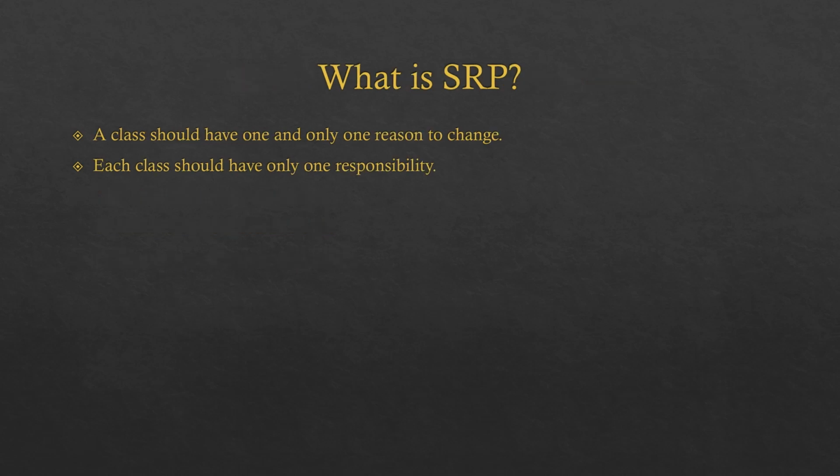Let's start with the Single Responsibility Principle, or SRP. This principle states that a class should have only one reason to change. In simpler terms, each class should be responsible for only one job or functionality.